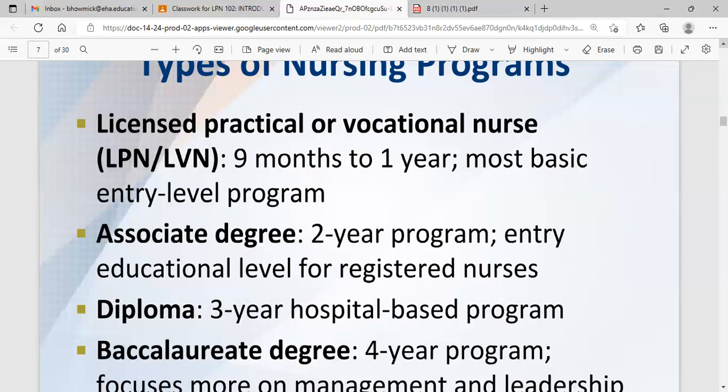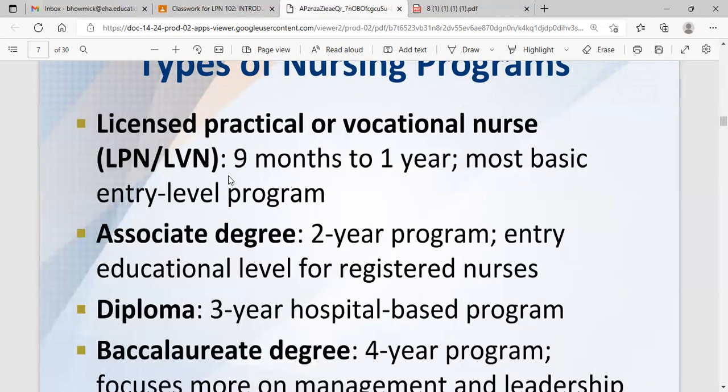And also there are different levels of nursing degrees, and we will learn more about what we can do with that degree. So first of all, it is licensed practical nursing. The program is 9 months to 1 year. It is the most basic entry for students to get into. In California, we call this vocational nursing, shortly LPN.